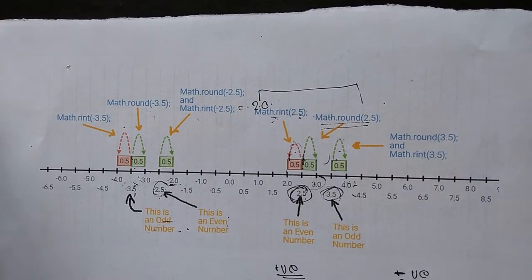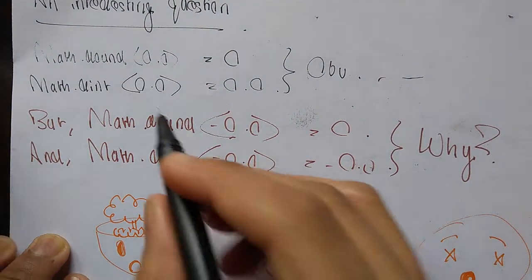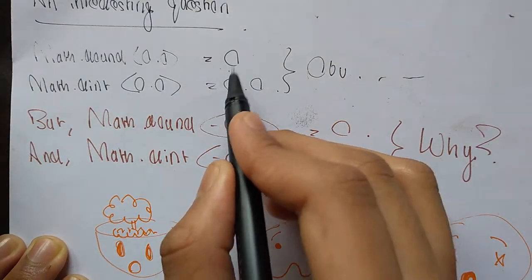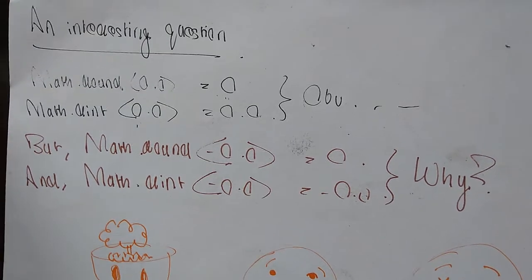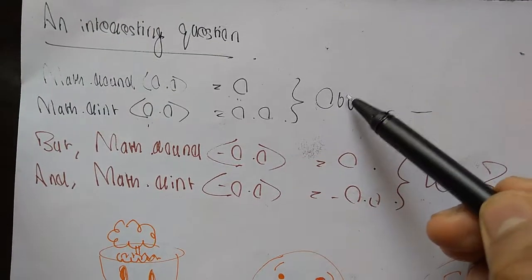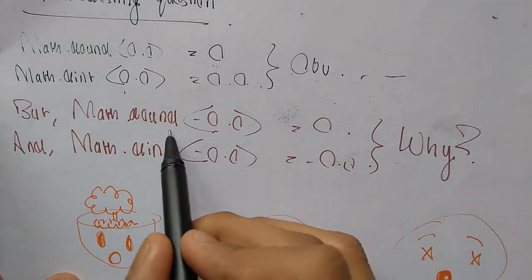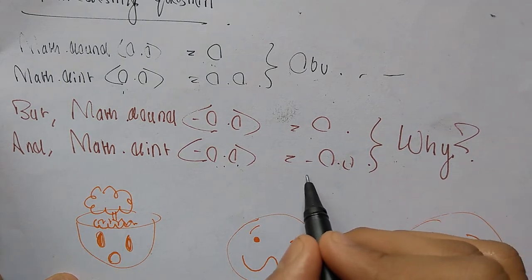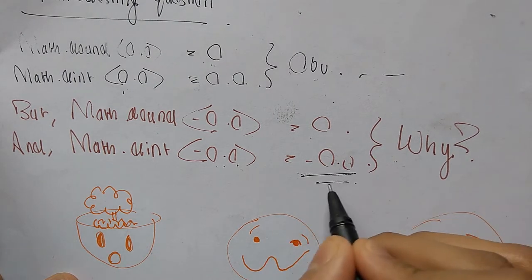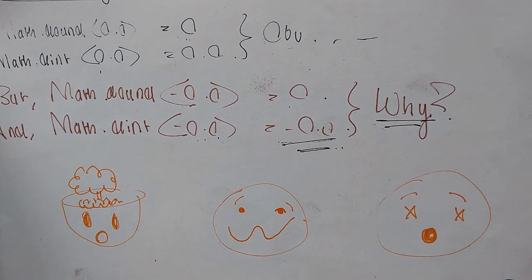Here's the graph. And now I wanted to point out something interesting. See, Math.round of 0.0 is 0. Math.rint of 0.0 is 0. And you can apply the logic I taught you right now. For numbers below 0.5, it's obvious, right? It will be 0. But now there is an exception, or a special case. Math.round of minus 0.0 is 0. But Math.rint of minus 0.0 is minus 0.0. Now the question is why? And even I don't know the answer. So I'm keeping it as an open question. If any of you can figure out why, please put it in the comments.